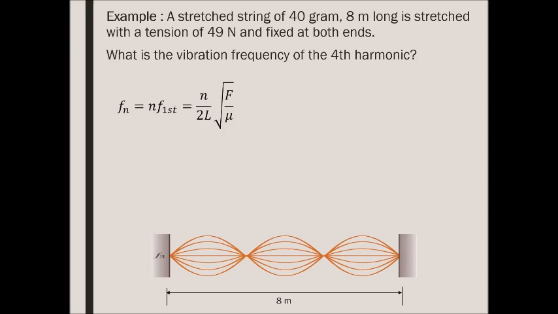So we can do it one of two ways. We could have figured out what the first harmonic was and then just multiplied by n, but we didn't do that, so it's almost easier just to put the numbers in. So here we have the fourth harmonic equals 4 over 2 times the length times the square root of 49 newtons over that linear density that we just found. That gives us a value of 24.7 hertz for the next frequency.